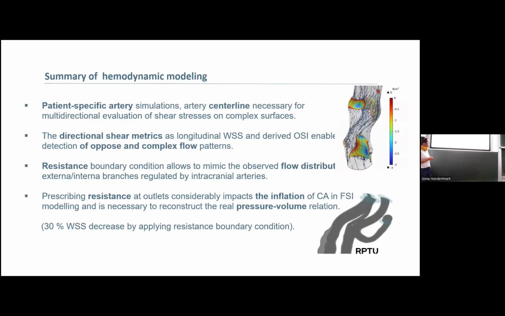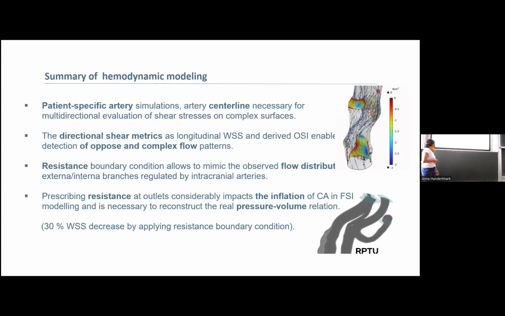So to summarize all the results up to now, we have a patient-specific artery. We need the center line, which gives us morphological information, in order to construct longitudinal tangents, in order to be able to evaluate wall shear stresses and directional shear metrics, such as longitudinal wall shear stress, and derive OSI, which allows us to detect complex flow patterns, as here, for instance.